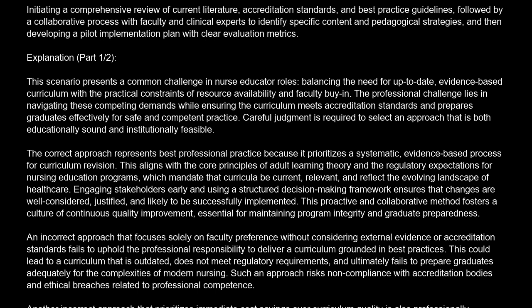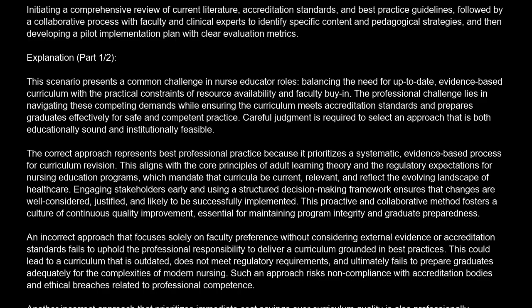the practical constraints of resource availability and faculty buy-in. The professional challenge lies in navigating these competing demands while ensuring the curriculum meets accreditation standards and prepares graduates effectively for safe and competent practice. Careful judgment is required to select an approach that is both educationally sound and institutionally feasible.